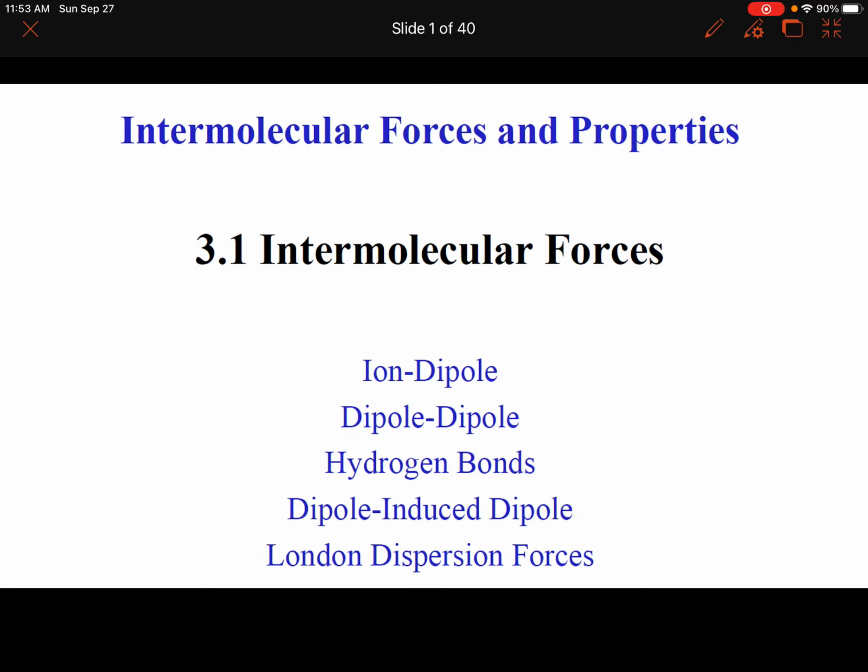Hi guys, welcome back from break, and we want to start Unit 3, which looks at intermolecular forces and properties. And so today we want to talk about intermolecular forces.